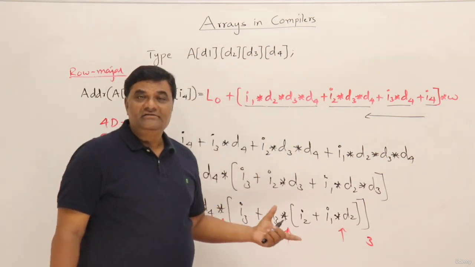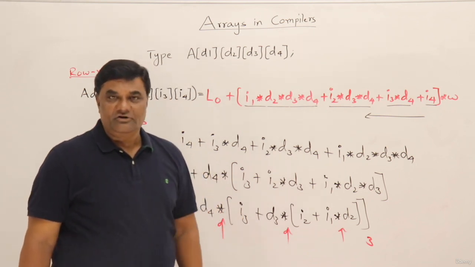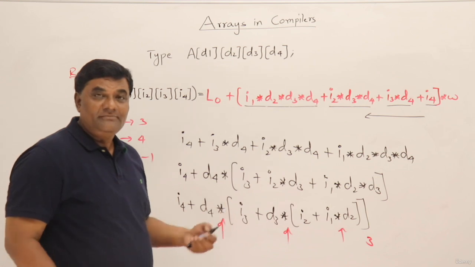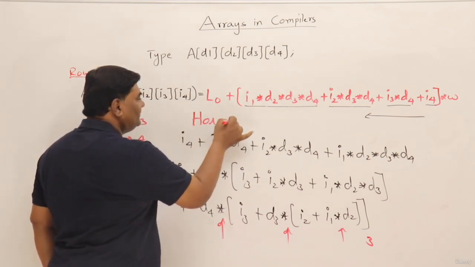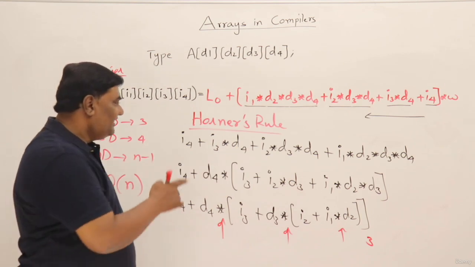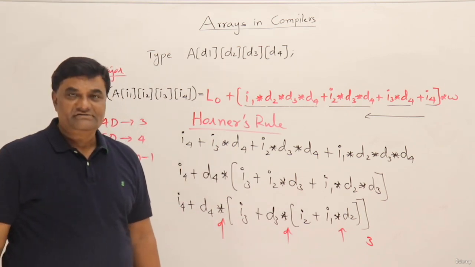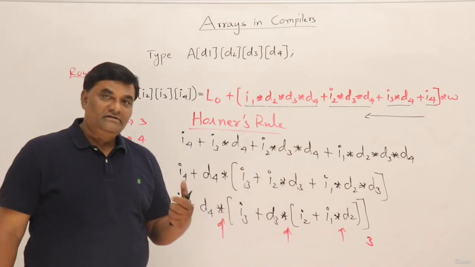So this is how we can reduce the number of multiplications in the row major as well as the column major formula. The rule that we have applied, that is taking commons to reduce the number of multiplications, is called Horner's rule. So we have applied Horner's rule to reduce the number of multiplications. So that's all from 4 dimensions to n dimensions.